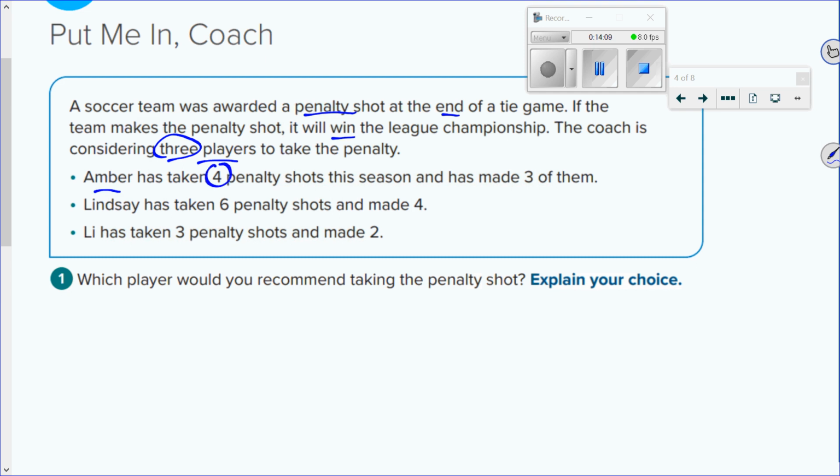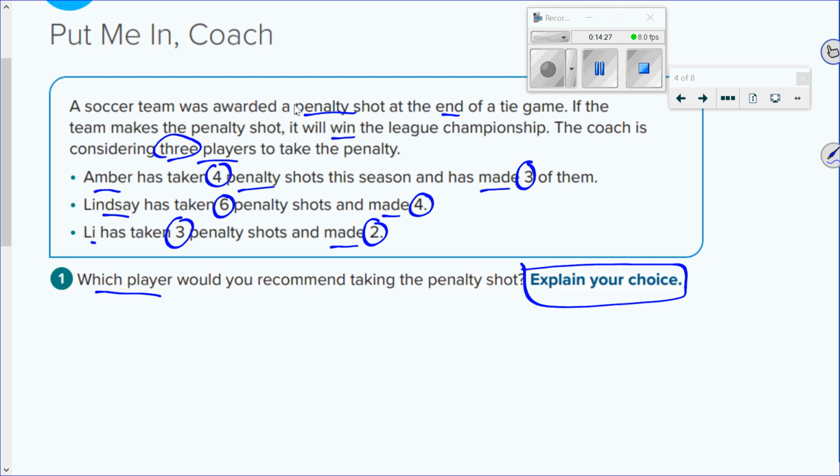Amber has taken 4 penalty shots this season and made 3. Lindsay has taken 6 penalty shots and made 4. Lee has taken 3 penalty shots and made 2. Which player would you recommend? And explain your choice. So you got 2 parts. This one should take you about 5 minutes.